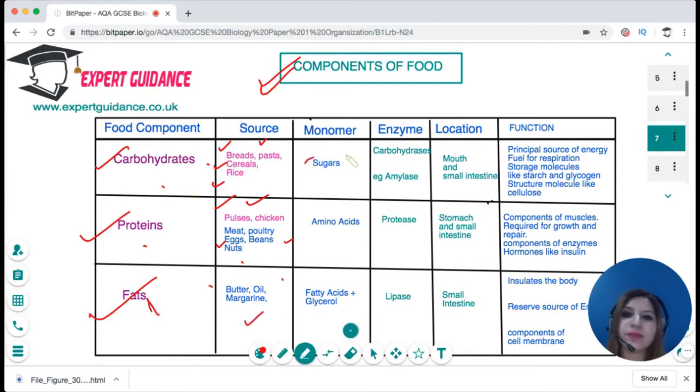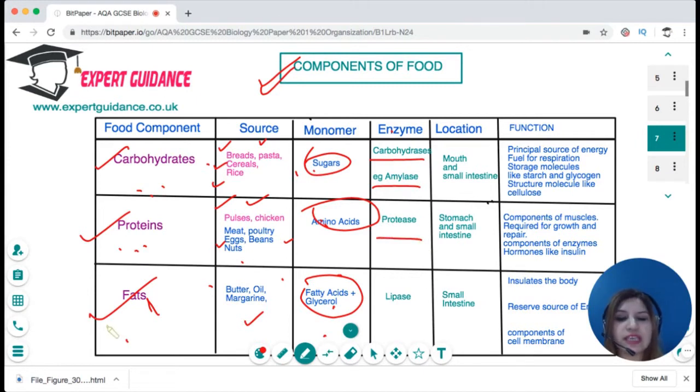Carbohydrates are composed of sugars. Proteins are made up of amino acids. And fats are made up of fatty acids and cholesterol. And this is what these components get digested into. The enzyme for carbohydrates are carbohydrases, for example, amylase. For protein it is proteases, and for fat it is lipases. Carbohydrates are digested in mouth and small intestine. Proteins are digested in stomach and small intestine, and fats are digested just in small intestine.